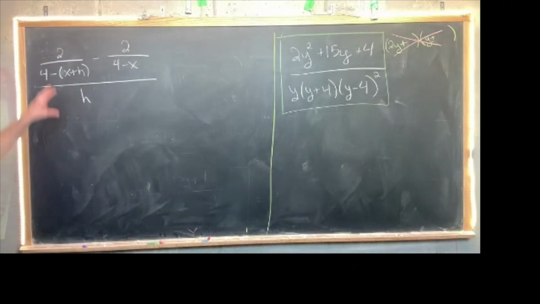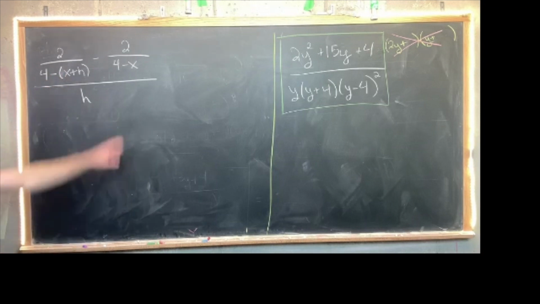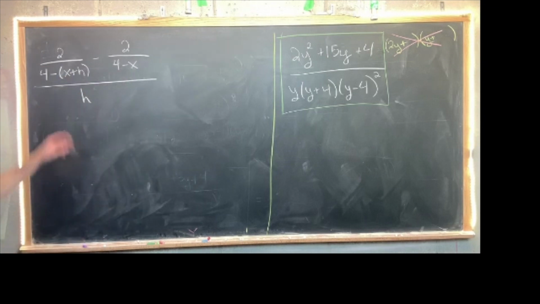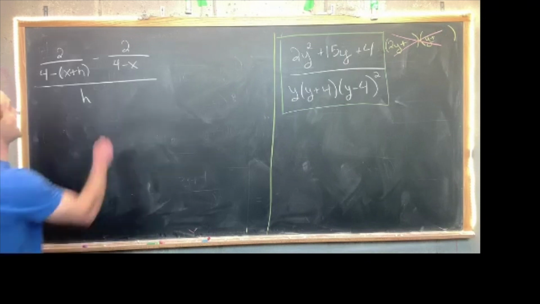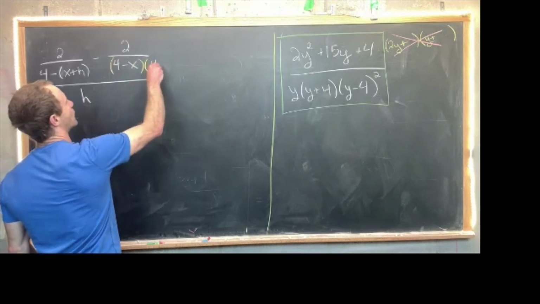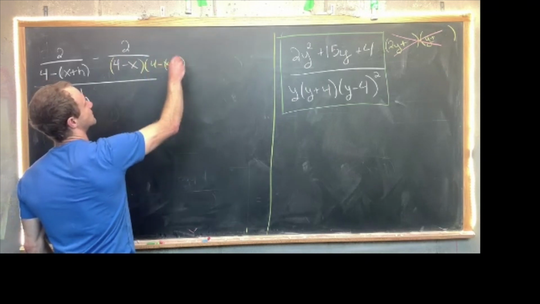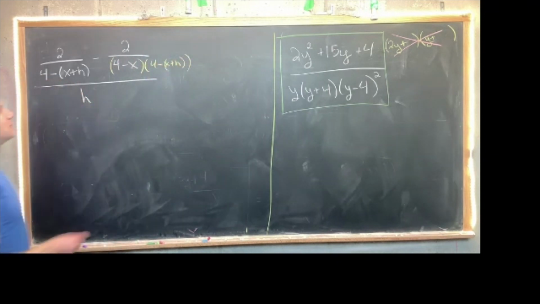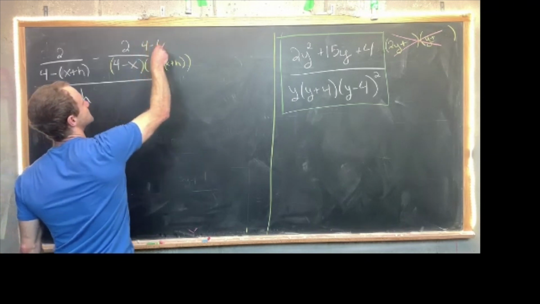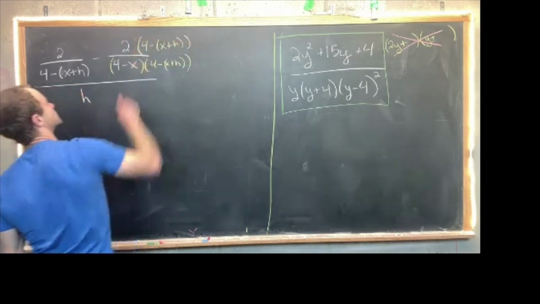So the first goal is to combine these two things that are in the numerator of this complex fraction, which means we need to give them a common denominator. So notice we've got two denominators happening. We've got 4 minus x plus h, and then we have 4 minus x. So we need to build those up until they are the same denominator. So we can do that by multiplying this one by 4 minus x plus h, like that. But that means we need to multiply the numerator by the same thing, 4 minus x plus h.